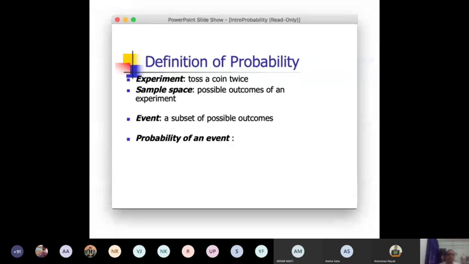Like you can consider an experiment like tossing a coin twice, and all the possible outcomes of that experiment form your sample space. So the sample space is all possible outcomes of an experiment. If you toss a coin twice, there would be 4 such possibilities, as you can see, and it is shown as a string of the outcomes of a toss.